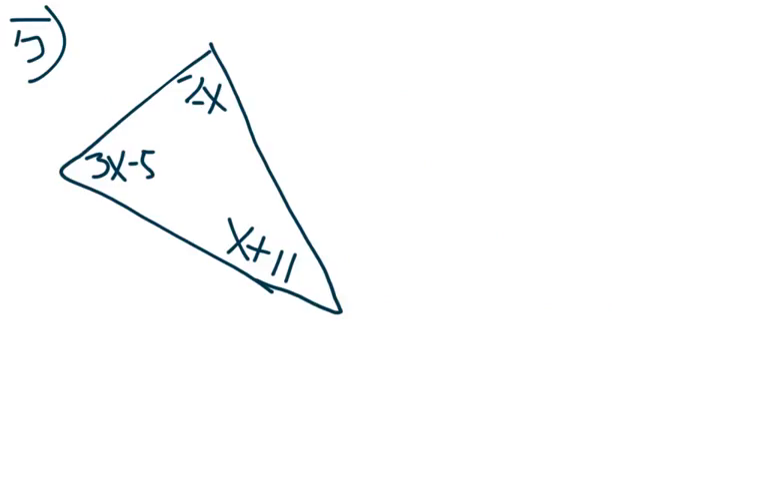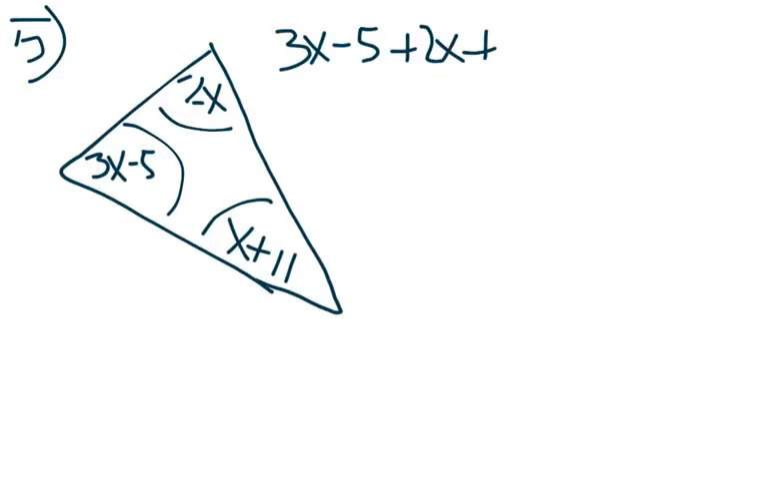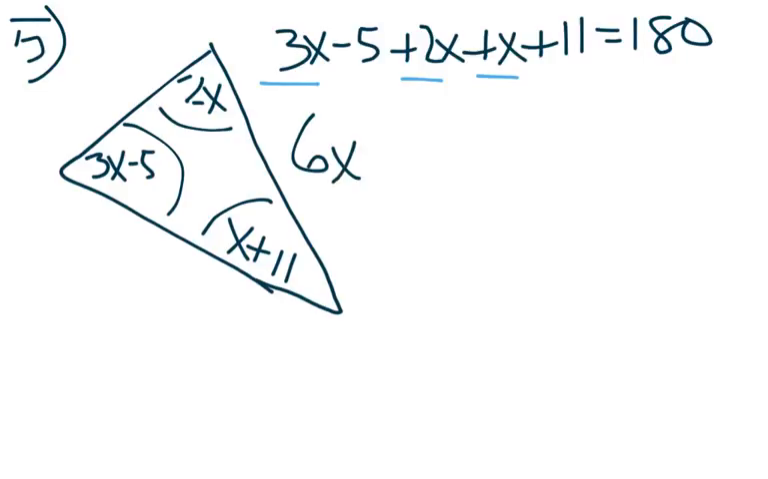So for number 5, we want to solve for x. So remember, when we add up all three angles, we get 180 degrees. So we have 3x minus 5 plus 2x plus x plus 11 equals 180. We want to combine like terms, so we have 3x, 2x, and 1x, so 3 plus 2 plus 1 is 6x, and then we have negative 5 and positive 11. So negative 5 plus positive 11 is positive 6, equals 180.